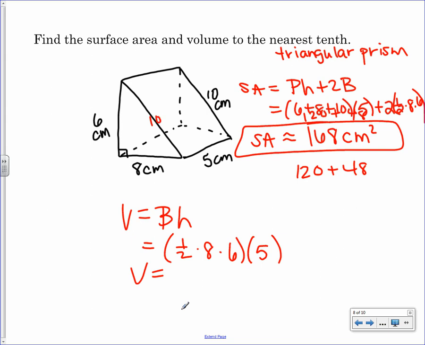Yeah. It's laying down. So we solved that. 120 centimeters cubed, because volume is always cubed. Take your time, get it right, punch it in.